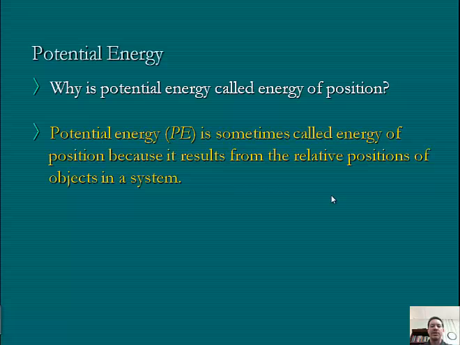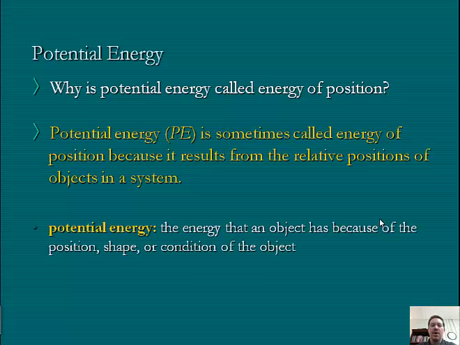We can also have potential energy between atoms. The closer they are together, the more potential they have of interacting and causing chemical reactions to occur. So we can define potential energy, the energy that an object has because of position, shape, or condition of the object. So another note here, if we talk about shape, if we take a rubber band and stretch it out, well, it doesn't matter how high I hold it or how low I hold it, but because I've stretched it out, I've given it a lot more potential energy than when it was relaxed.